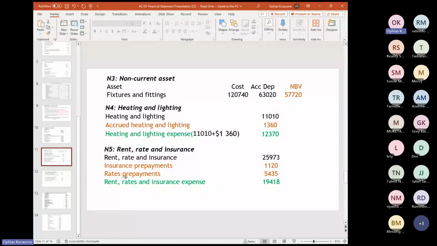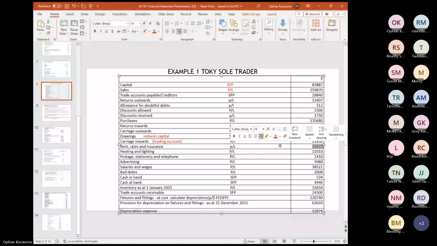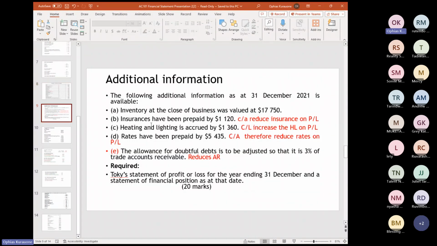These were disclosed separately. We need to be very careful, because here rates and insurance have 25,973, but there is a clause saying insurance has been prepaid 1120, then rates, but they are under the same heading. So on the prepaid, you subtract 1120 and you subtract 5435, as they are under the same heading.